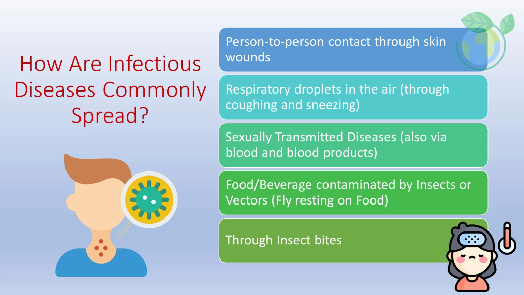The next mode of transmission is through droplets in the air, which occurs for instance when an infected person coughs or sneezes. Food and drink contaminated by stools or urine. Insects, via their bites or direct infection.